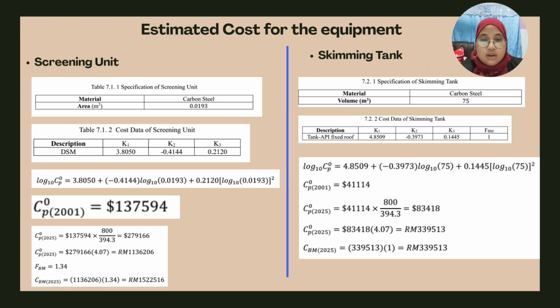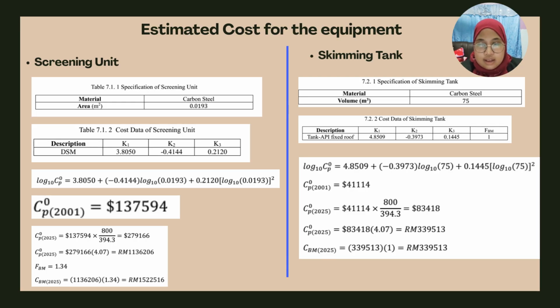Starting with the screening unit, the equipment is constructed from carbon steel. Carbon steel is selected because it provides mechanical strength, is durable, and is inexpensive for handling coarse solid materials at the preliminary treatment stage. The estimated cost for the screening unit is approximately 1.52 million ringgit Malaysia, making it the most expensive equipment in the system due to the specialized mechanical screening mechanism.